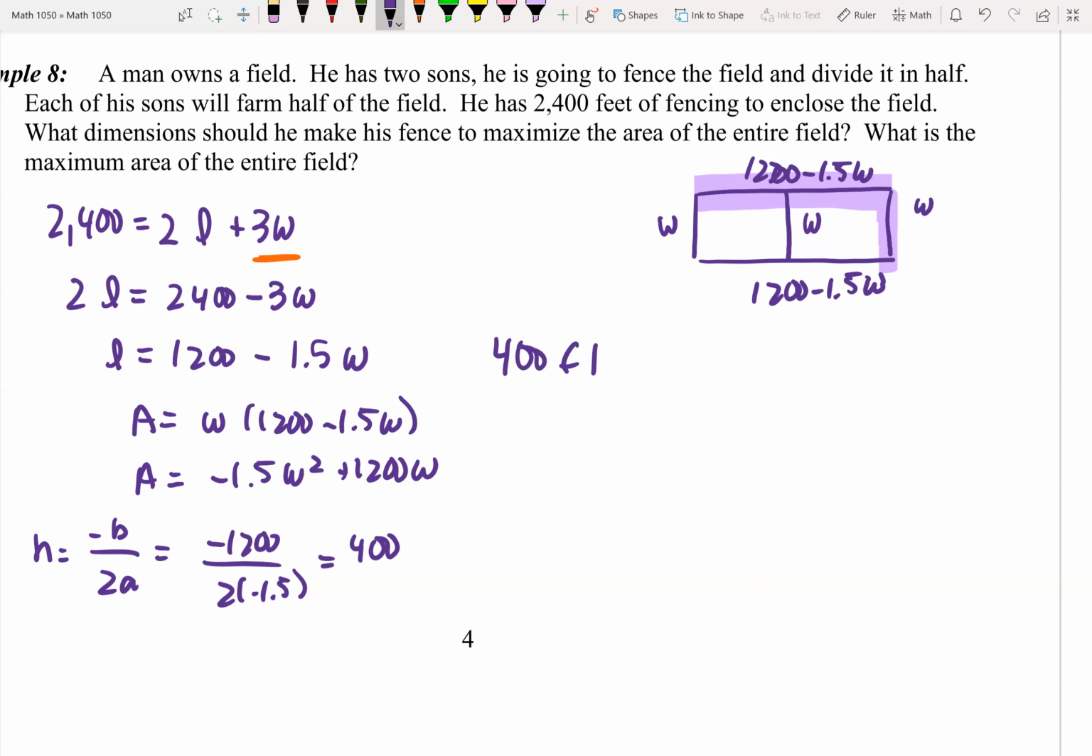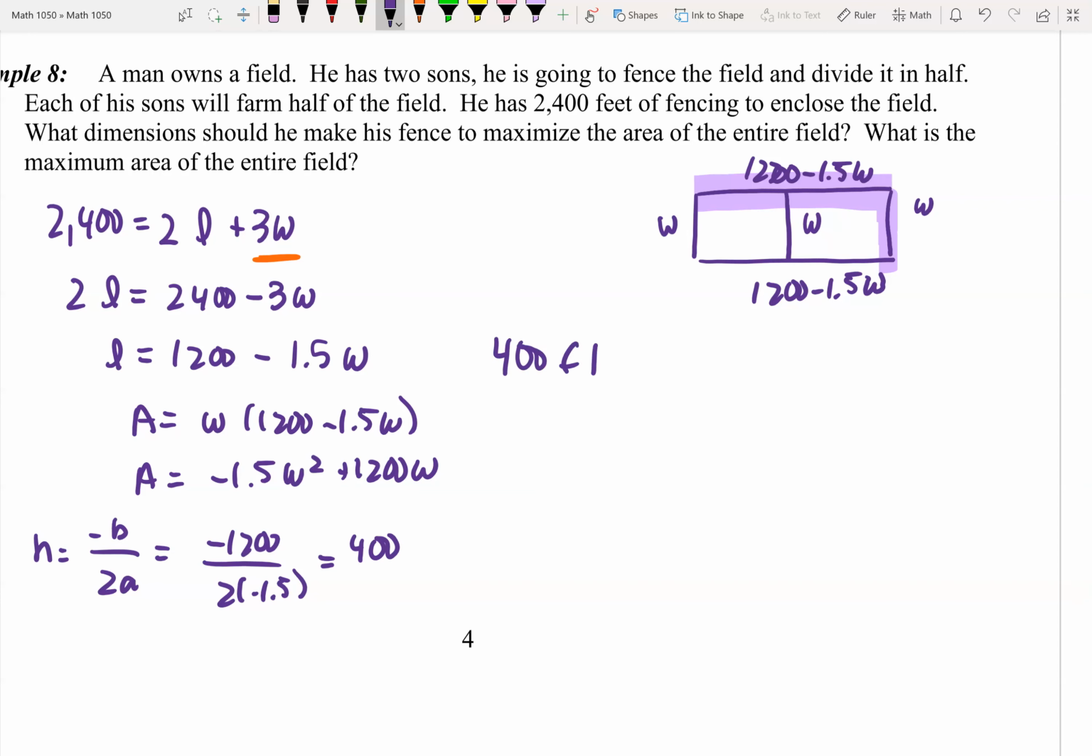How do I find the other dimension? Plug it into this guy right here, the formula for the length, because that's what I'm looking for, right? So it's going to be length equals 1,200 minus 1.5 times 400, and when you put that in your calculator, you get 600. So it's 400 feet by 600 feet. Do they want the area? Read the question. What is the maximum area? Yes. So I'm going to go area equals 400 times 600, which is 240,000 feet squared. There's my second answer.